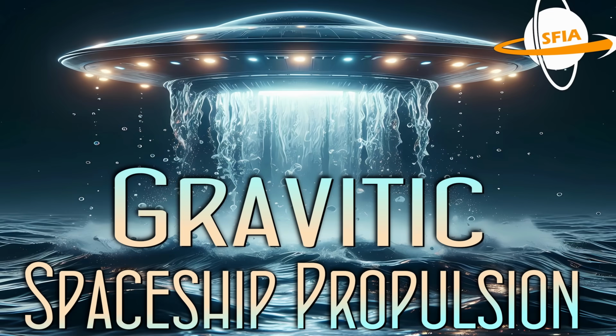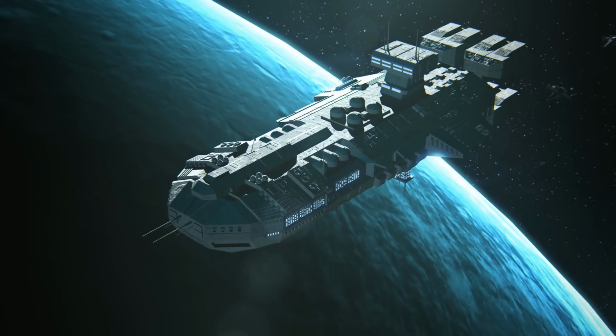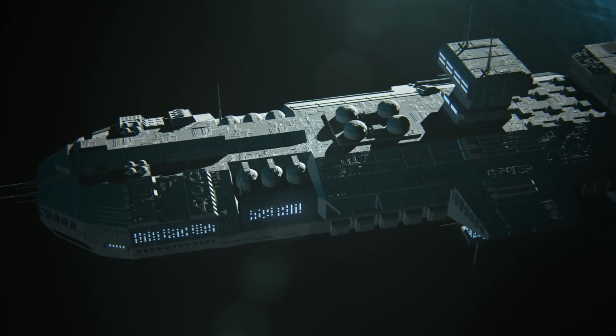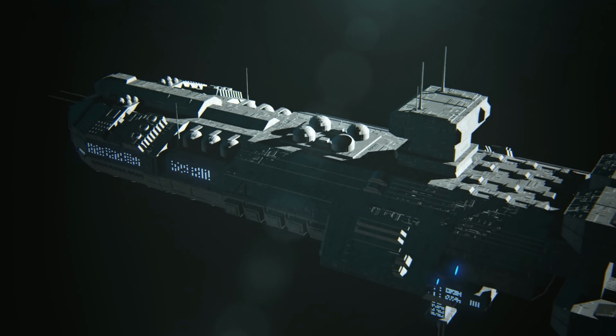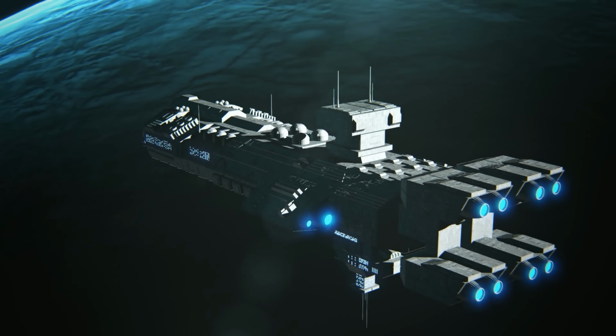A couple months back, we explored how gravity could be used for spaceship propulsion, from modern methods like slingshots to the Oberth effect. As incredible as spaceships are, they're just one category of technology that could benefit from advanced control over gravity. Today, I thought we'd dive into some of the other possibilities.